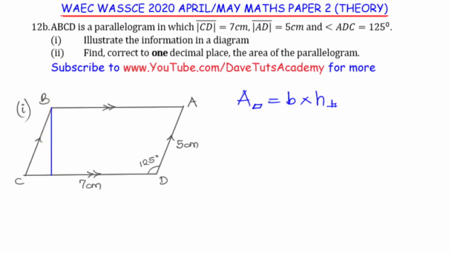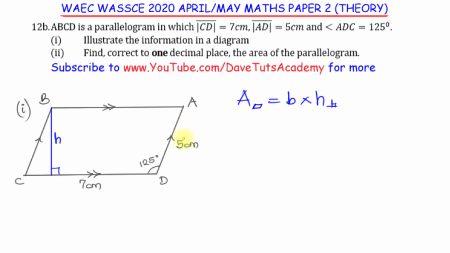Okay, and that perpendicular height, by reason of its definition, has to be at right angle to the base, and so this is the h that we need to multiply by. In this particular case, 7 centimeters is the base. So how do you find the value for the height? That's the first task confronting us.